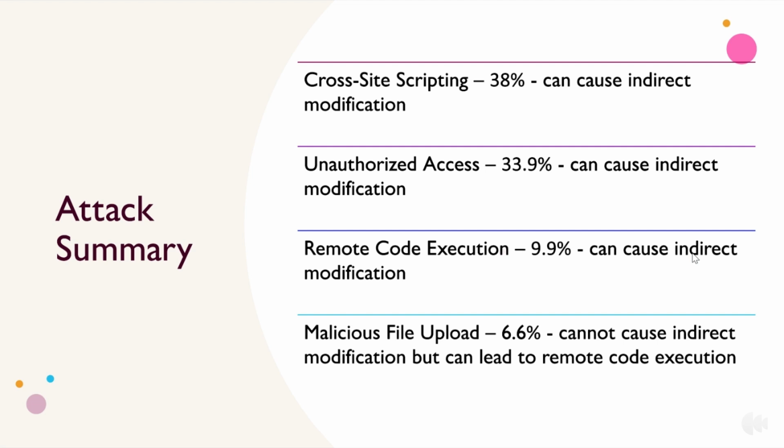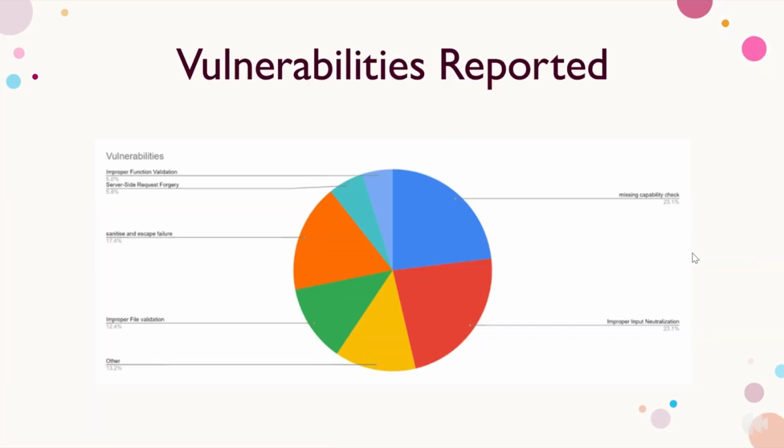And then finally, we have malicious file uploads, which covered close to 7% of the entries. Malicious file uploads are when files that contain malicious code or data are uploaded onto an AI model or a site. Now, ChatGPT and some other AI bots do allow for file uploads as input. However, these files themselves cannot cause indirect modification by themselves. However, it has been proven that these malicious files can eventually lead to remote code execution, which can cause indirect modification. So there's a bit of an extended chain reaction involved with this type of attack.